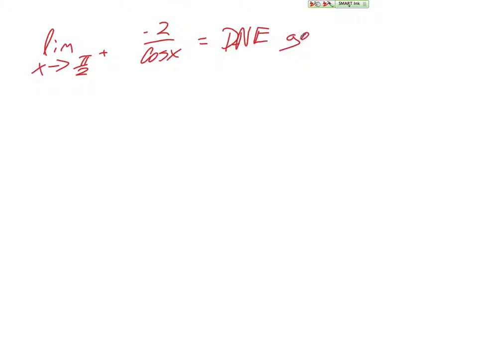What are my two options if I'm approaching an asymptote? Infinity or negative infinity. So I need to know which. We're doing the right side of pi over 2, which means I'm just bigger than pi over 2. What quadrant are we in? The second quadrant. And what is cosine in the second quadrant? Negative. So that puts -2 over a negative, and the combination of those two gives me a positive, so we are going to infinity.